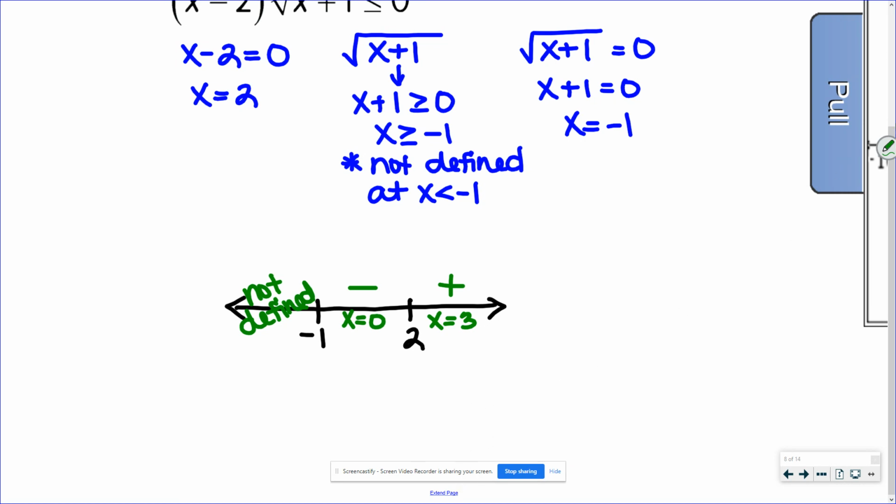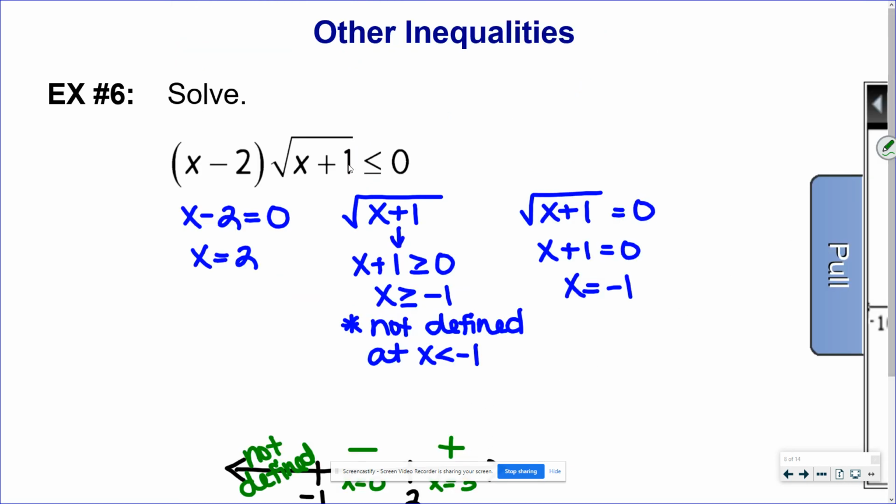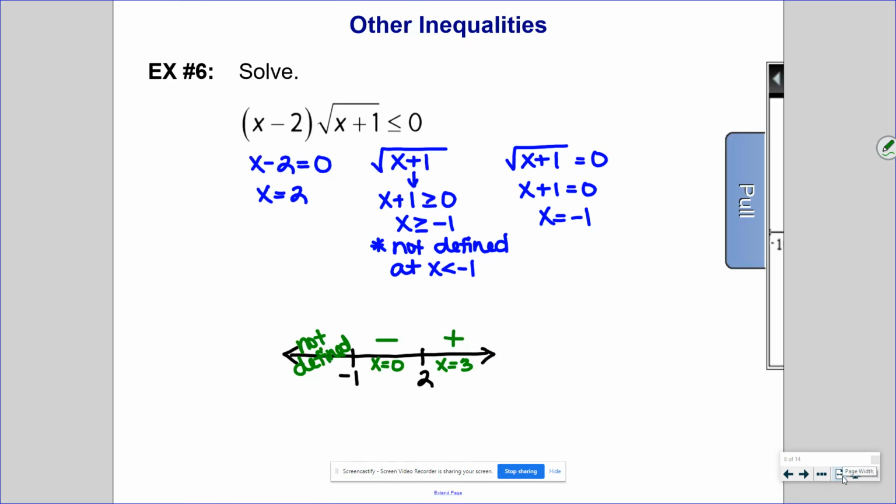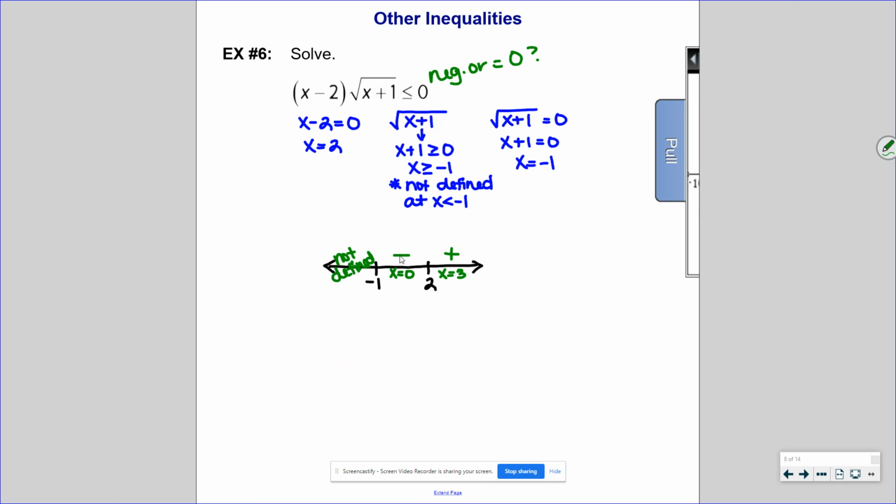So let's go back and answer the question. Question says, when is this whole function less than or equal to 0? So when is the function negative or equal to 0? The function is negative from -1 to 2, and it is equal to 0 at -1 and 2. So we're going to go brackets, -1 to 2 with a bracket.